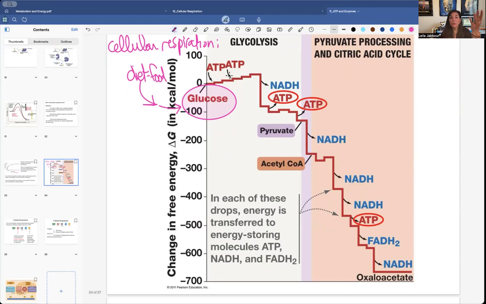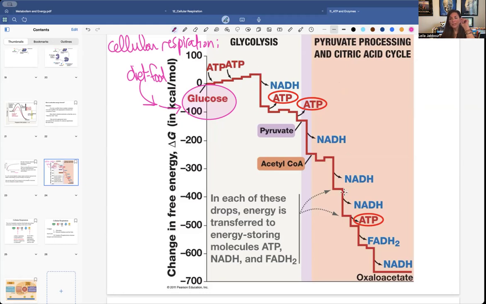So in the next chapter, we'll see how we form 2 ATP during glycolysis. Here we see 2 ATP used up, but 2 ATP made. So this is not net. So it's actually going to be a little bit more precise in the next chapter. And here we see how we have even more ATP made here during the citric acid cycle.